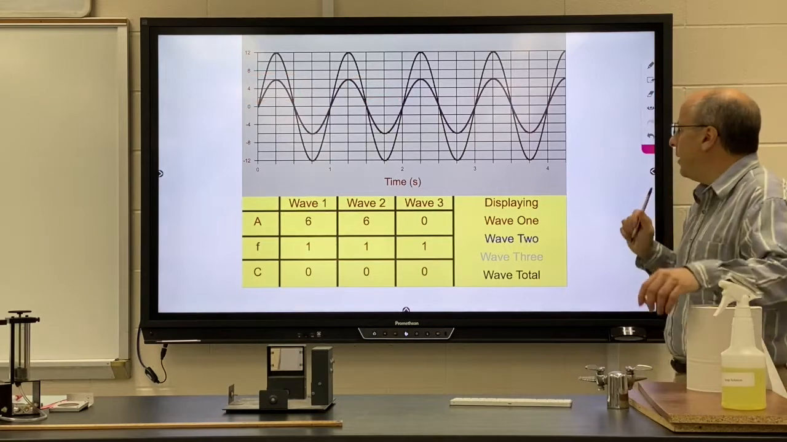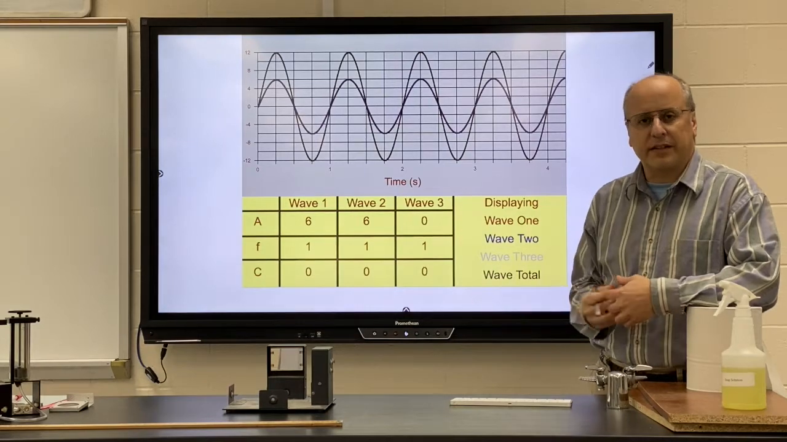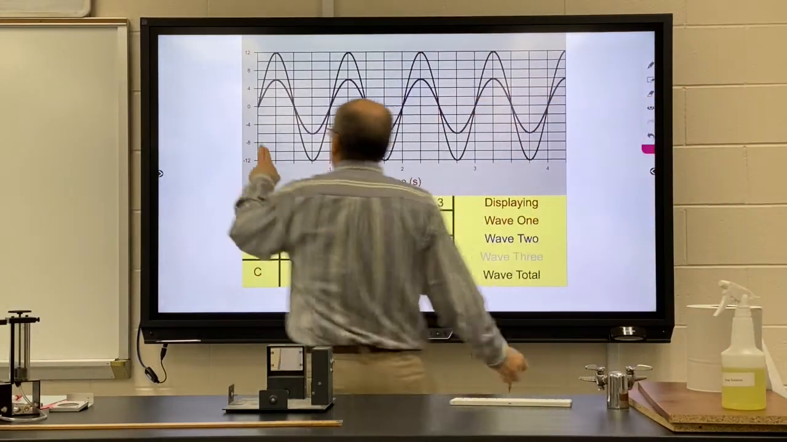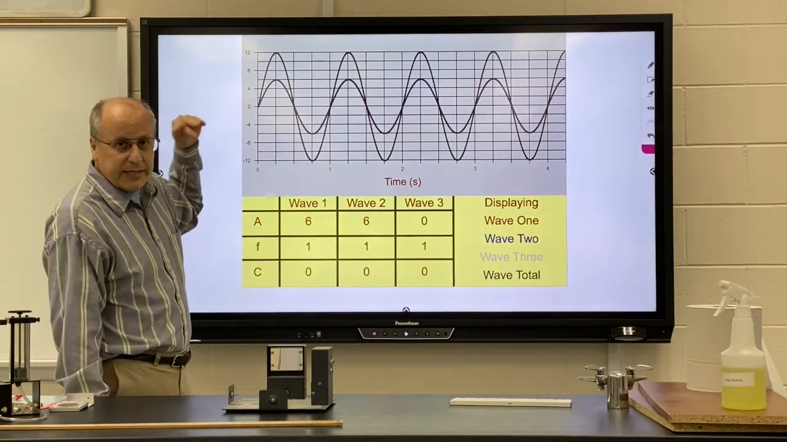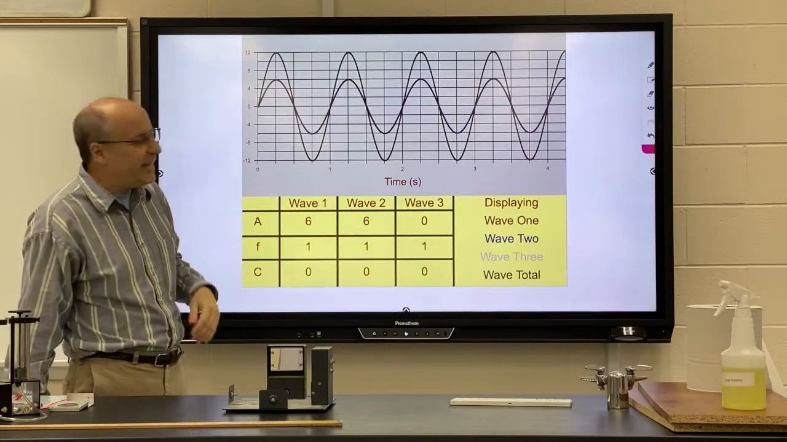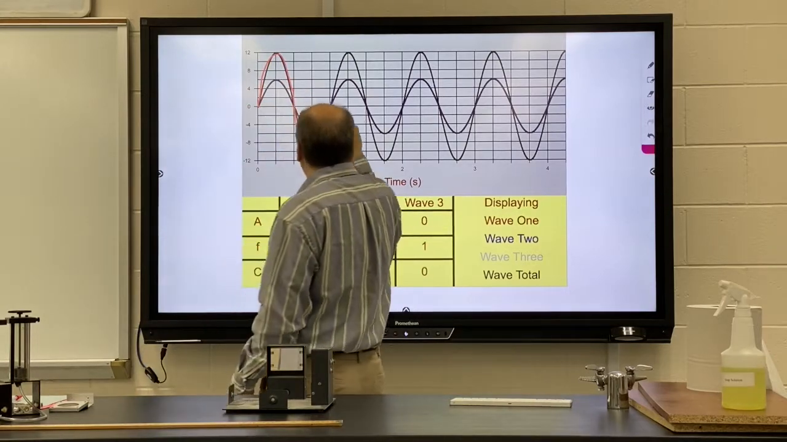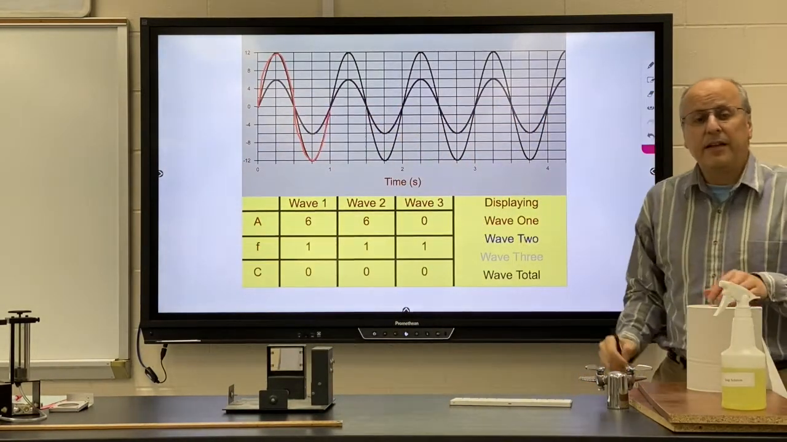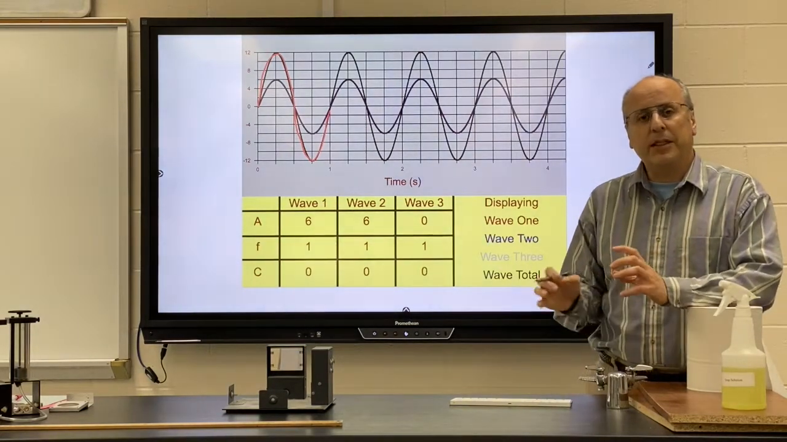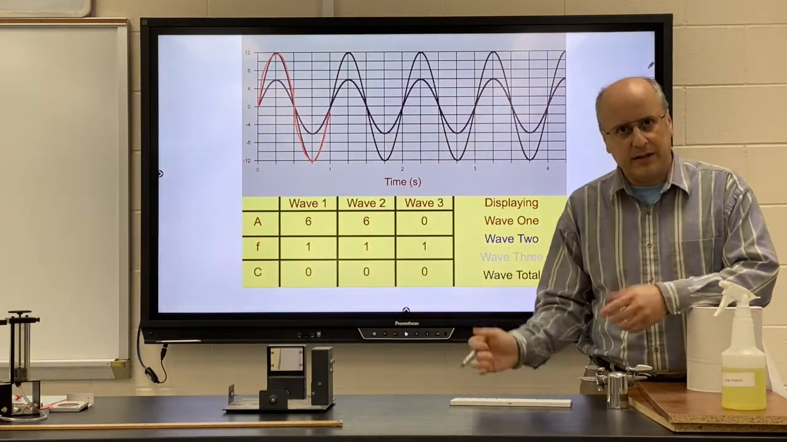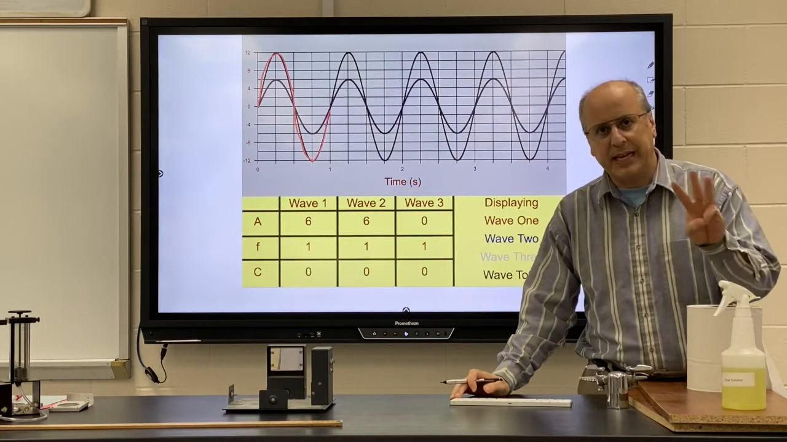Okay, the next type of overlapping is when they overlap in phase, and this is called constructive interference. You have a red wave and a blue wave, and it's hard to see them both because they're right on top of each other. They have the same frequency, the same amplitude, and they are in phase. The combined wave, as you can see, has twice the amplitude of the original wave. It's constructive. With sound, this would produce a louder sound, and with light, it would produce a brighter light. Constructive interference, same amplitude, same frequency, in phase.